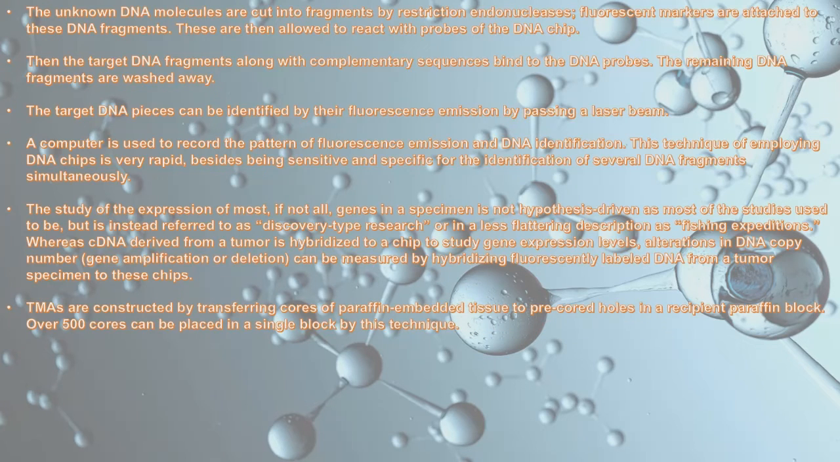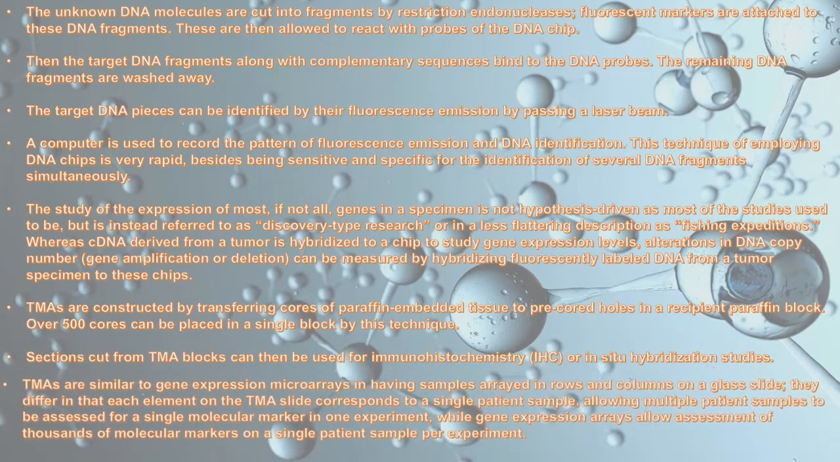TMAs are constructed by transferring cores of paraffin-embedded tissue to pre-cored holes in the recipient paraffin block. Over 500 cores can be placed in a single block by this technique. Sections cut from the TMA block can then be used for immunohistochemistry or in situ hybridization studies.